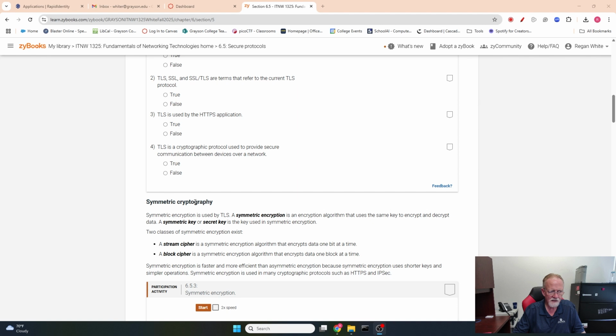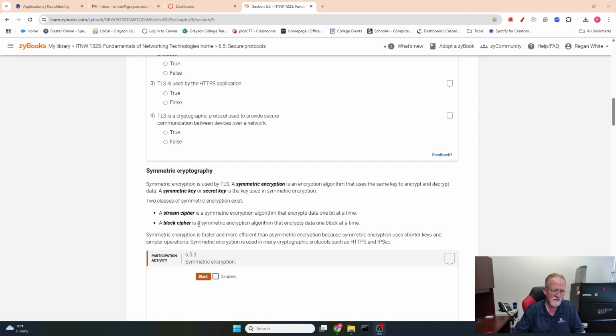Then symmetric cryptography. Symmetric means equal sides, or they're both the same. Symmetric encryption is used by TLS. It's an algorithm that uses the same key to encrypt and decrypt. That's a symmetric key. It does the same thing to both. It uses it to encrypt and to decrypt. It's a secret or symmetric key. That's what's used in symmetric encryption.